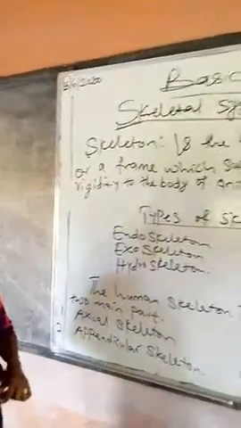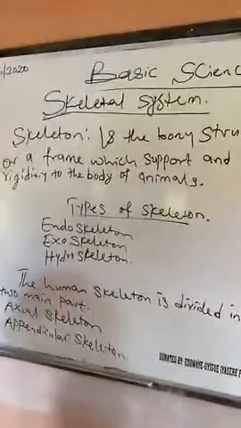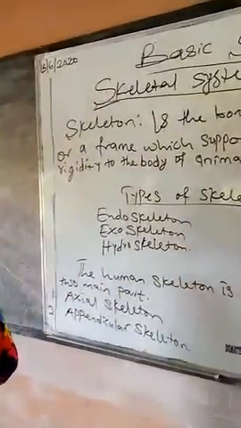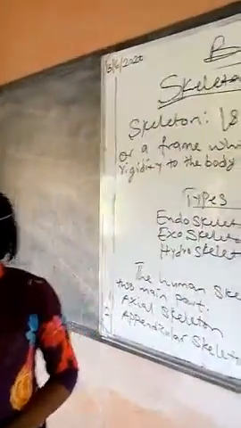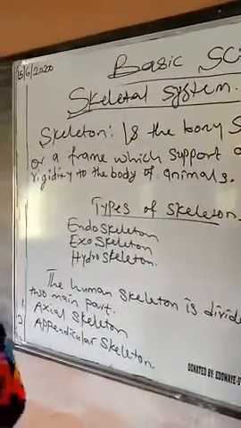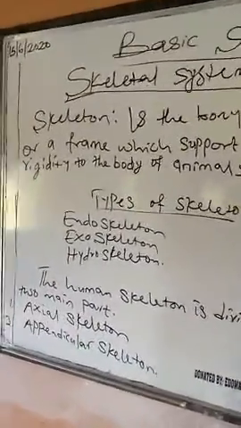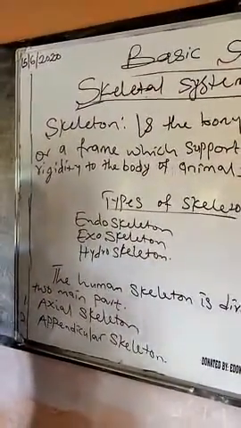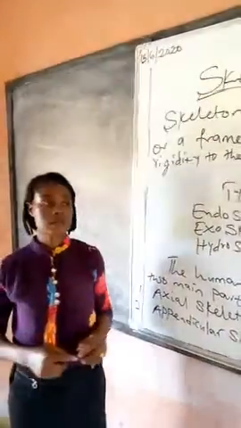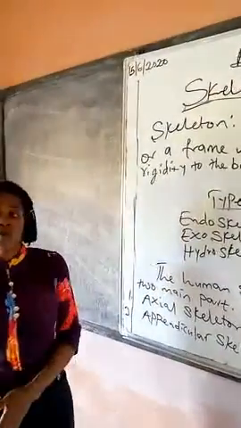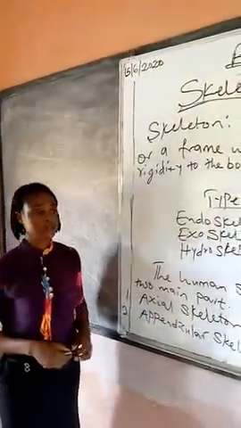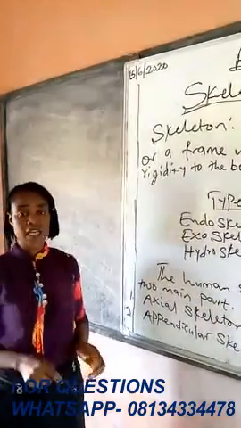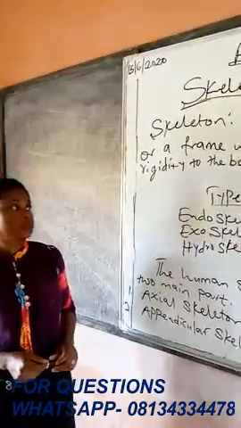Today, we are going to be looking at the skeletal system. Before we discuss the skeleton, every human being, as a living organism, has the ability to change position. Every living organism, unlike plants, has the ability to move from one place to another. And that is made easy because of the skeleton in the animal.